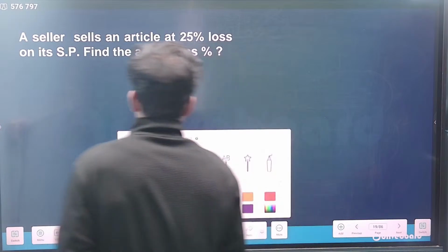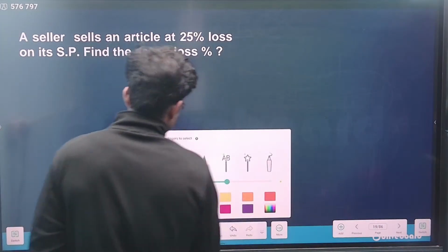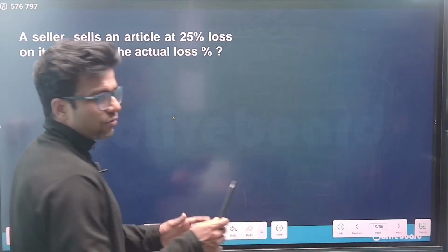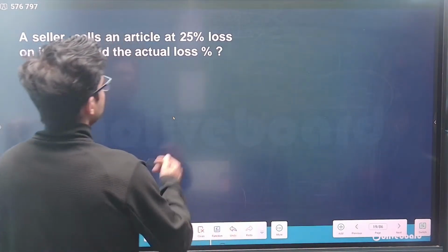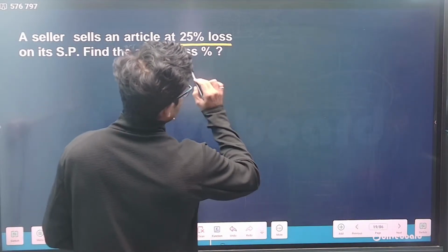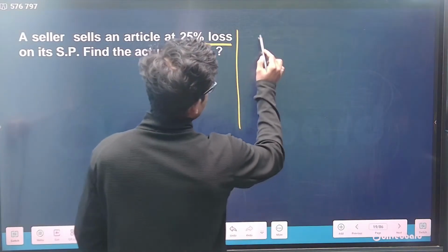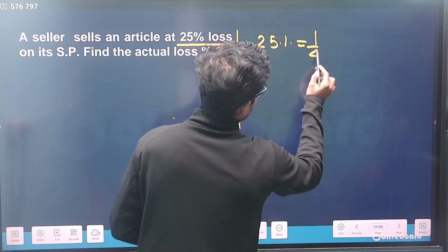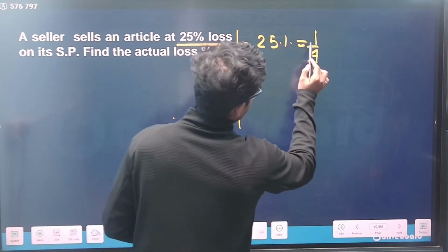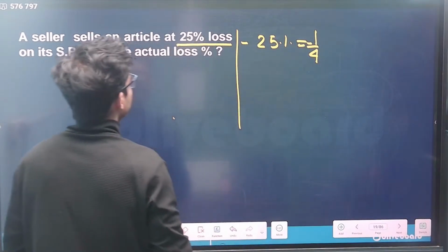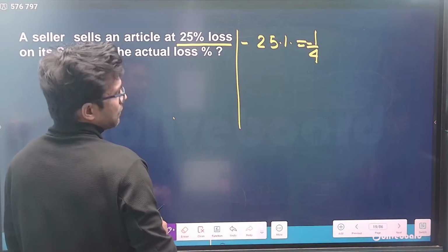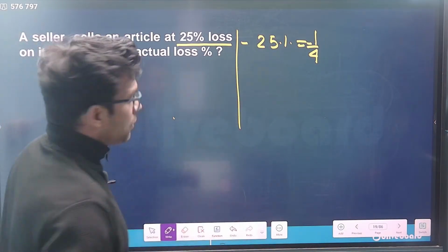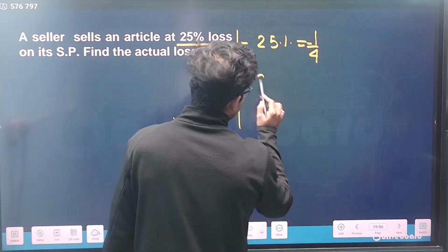So if there is a loss of 25%, when you go for the ratio method, you should learn that this is a loss of 25%. The fractional part is basically 1 by 4, but give the negative sign because it's a loss. Correct? On its selling price. So now the language has changed. They are asking on the selling price. Correct? Then your selling price becomes 4.